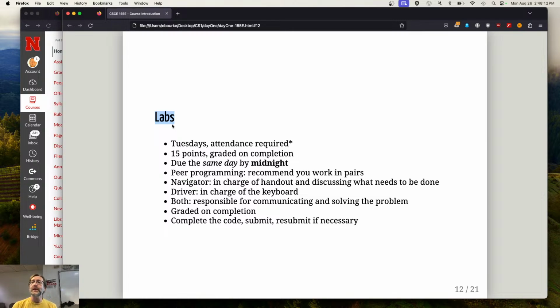It's 15 points, and it's graded on completion. If you've already gone through Lab 1, great. If you haven't, you'll do it tomorrow. It's due tomorrow by midnight. There are many LAs in the lab that are going to help you along with the process.